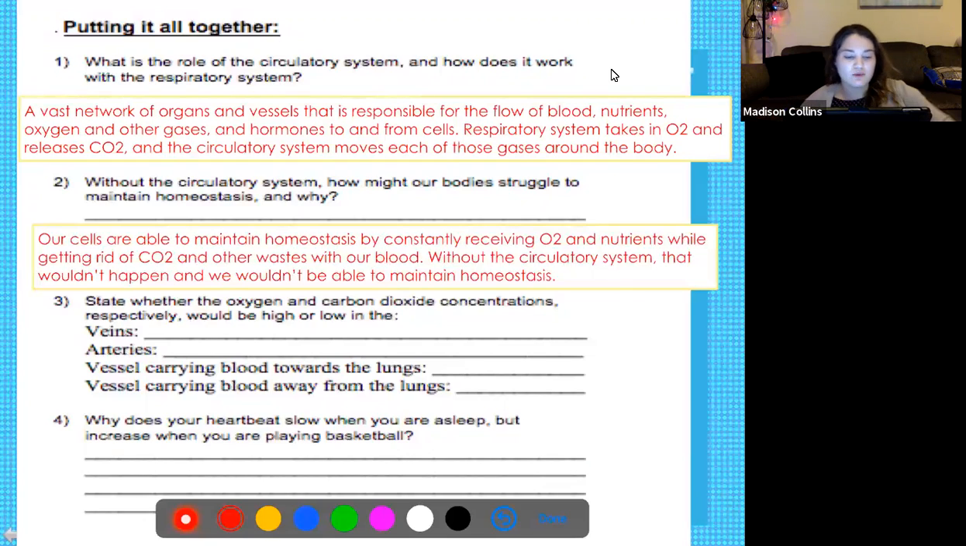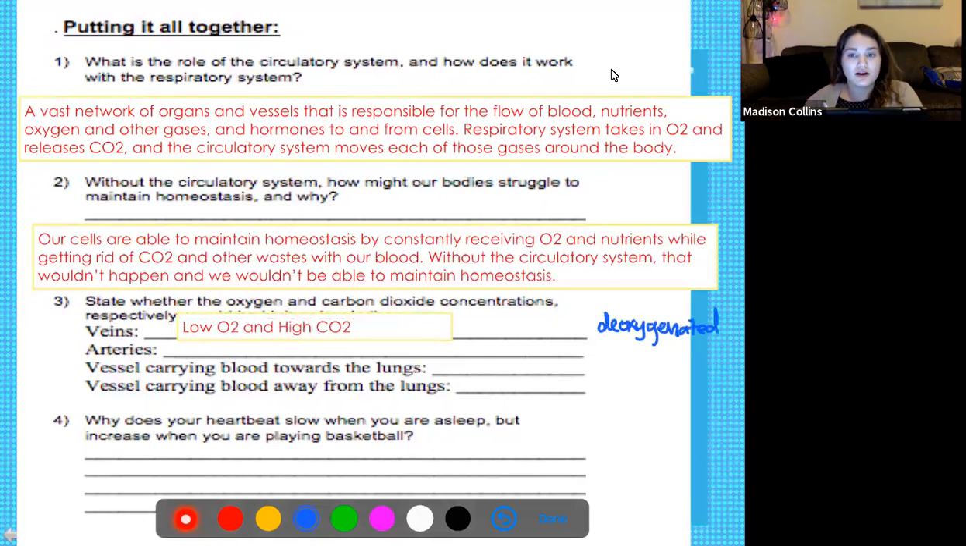Number 3, state whether the oxygen and carbon dioxide concentrations respectively would be high or low in the veins and arteries. So remember, the veins carry deoxygenated blood towards the heart. And since it's deoxygenated, that means it's going to be low in oxygen. Remember, no oxygen. And high in carbon dioxide.